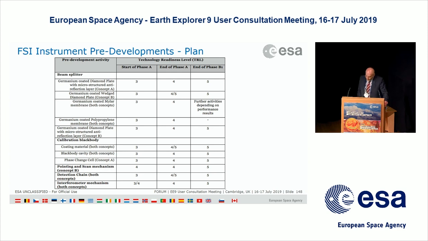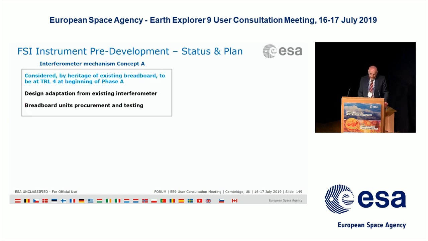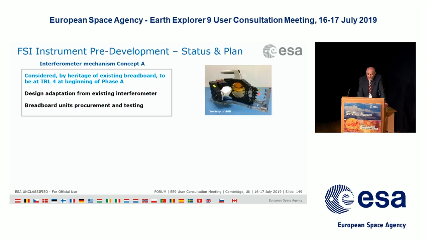So starting with the interferometer mechanism for concept A, the heritage from the existing breadboard that you have actually seen on display during the coffee break allowed us to consider the TRL at level 4 already at the beginning of phase A. So the activity that has been carried out is the consolidation of the design adaptation from this existing interferometer for the specific FORUM needs, and the procurement and testing of the units required for a breadboard implementation.